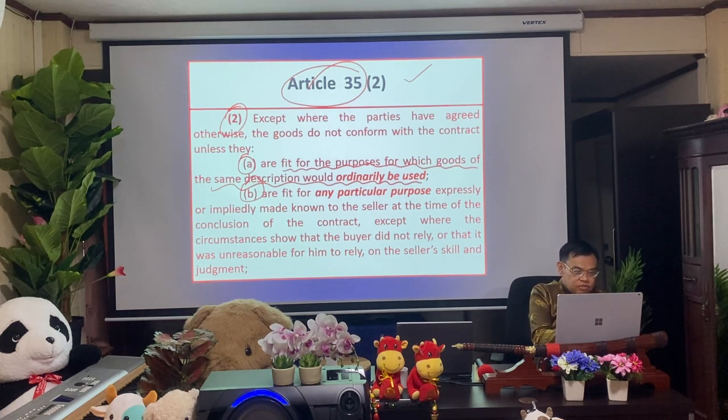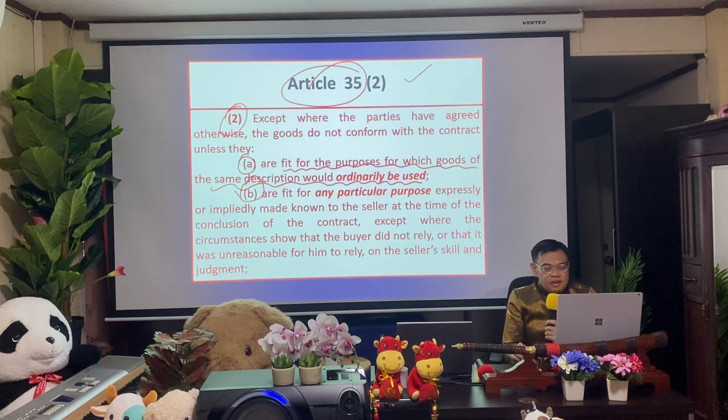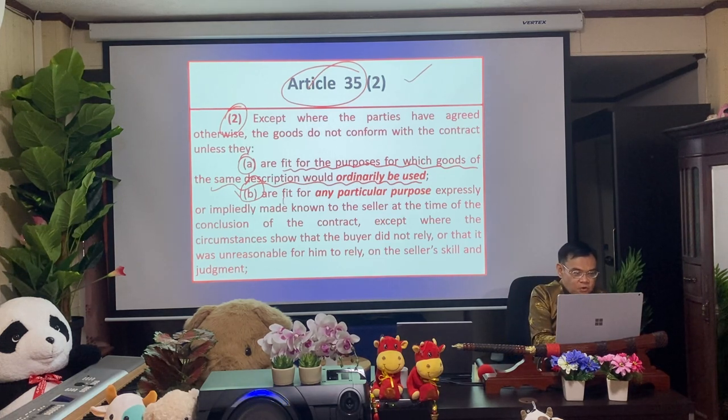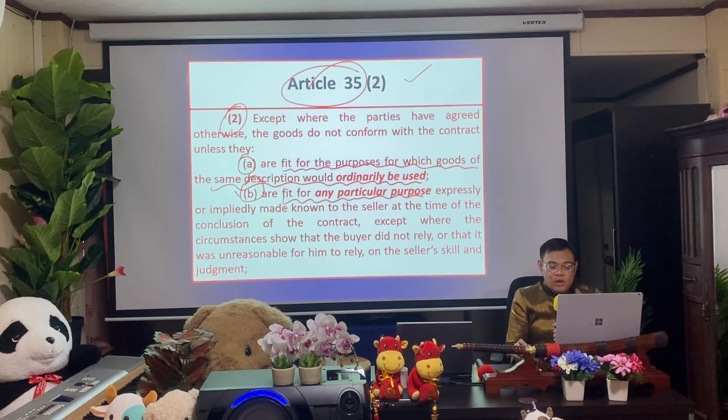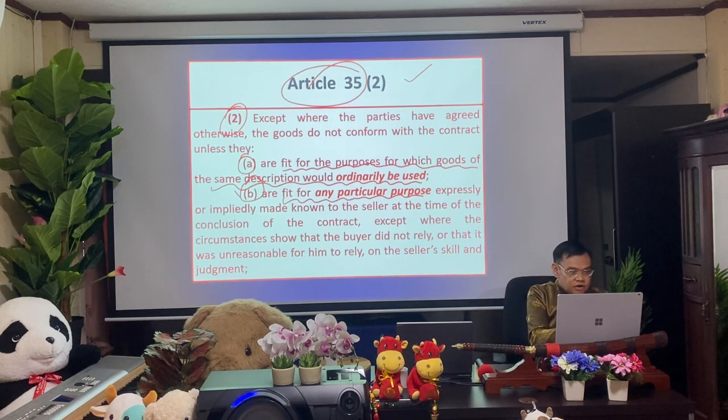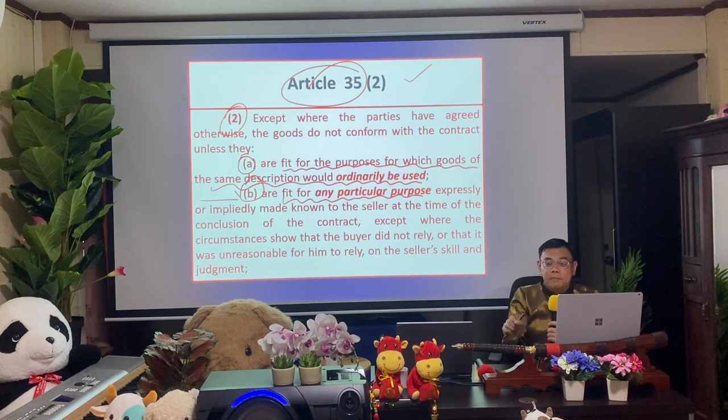While 35.2(b) says that the goods will have to be fit for any particular purpose expressly or impliedly made known to the seller at the time of the conclusion of the contract. So 35.2(b) signifies the fitness for particular purposes.